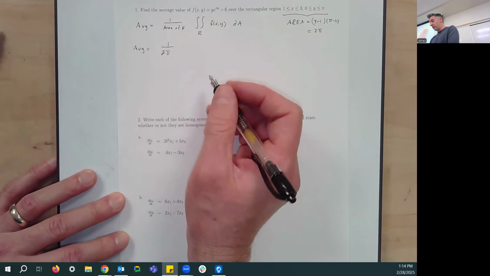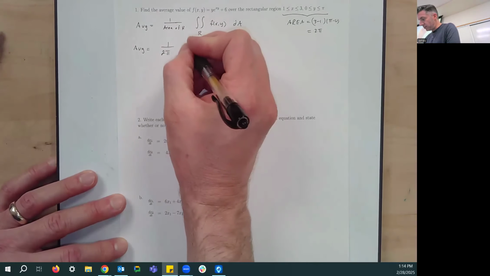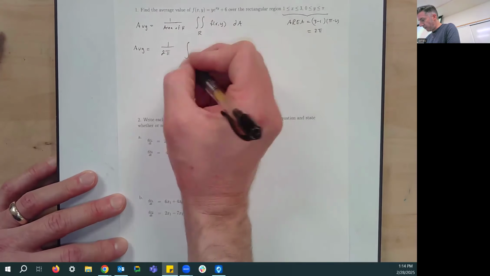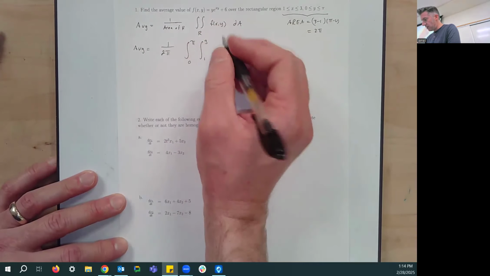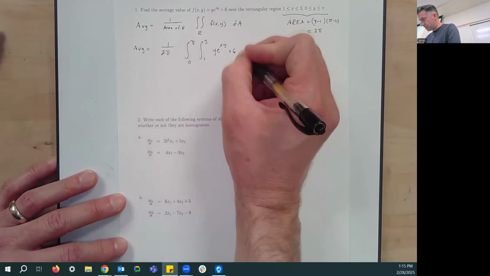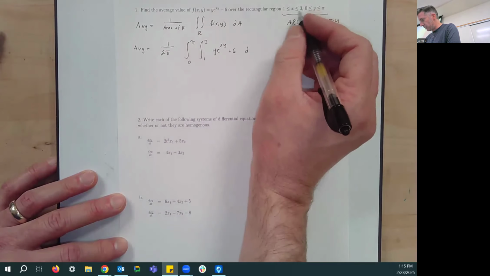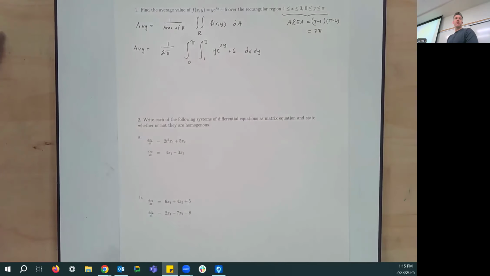I decided I'm going to integrate with respect to x first. So x is on the inside, y is on the outside. So it's the integral from 0 to pi for the y's, then 1 to 3 for the x's. My function is y e to the xy plus 6. Since x is inside, dx dy. And now we're going to integrate.